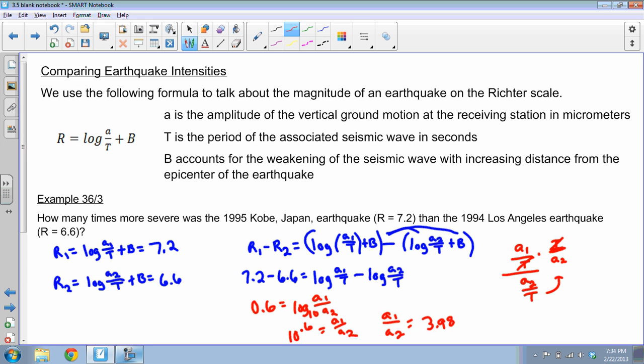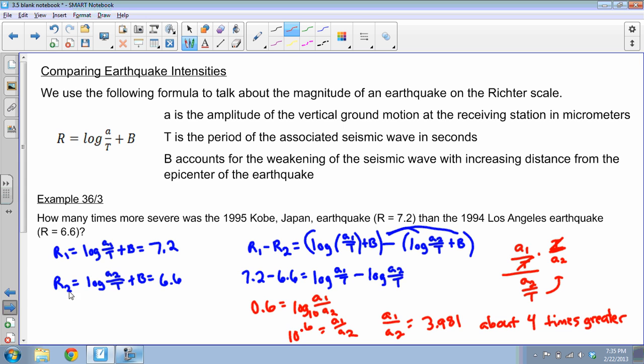10 to the 0.6 is 3.981, or the book would probably say about 4. About 4 times greater. When we're talking about times greater, it makes sense to round a number like that to 4. If you think about it, that's only 0.6 apart on the scale, and it was 4 times greater. So obviously we've got an exponential thing going on here.